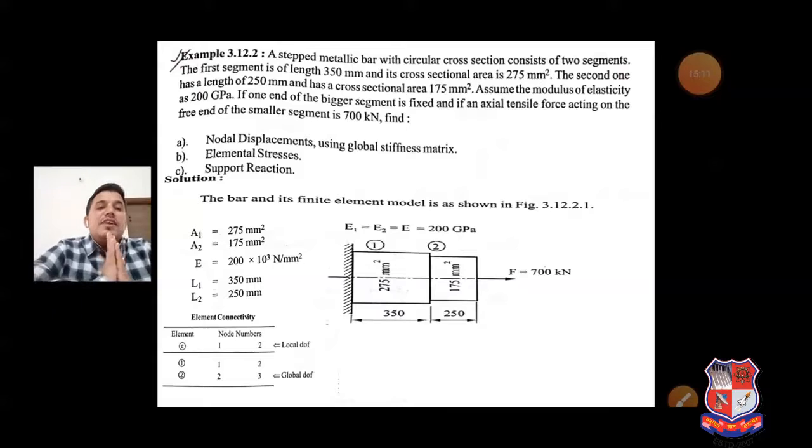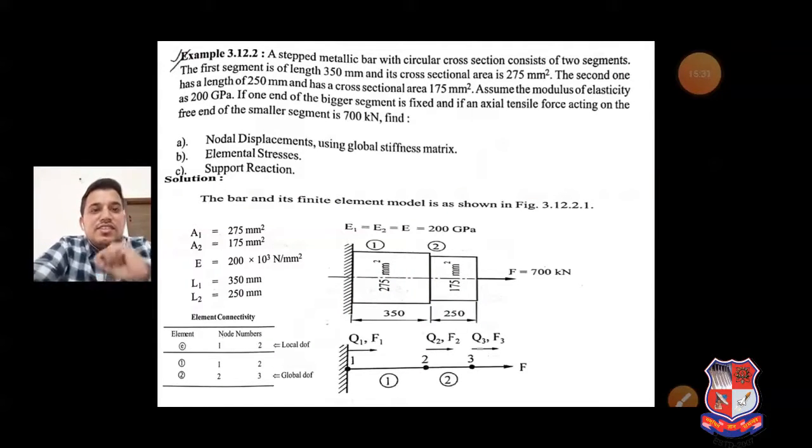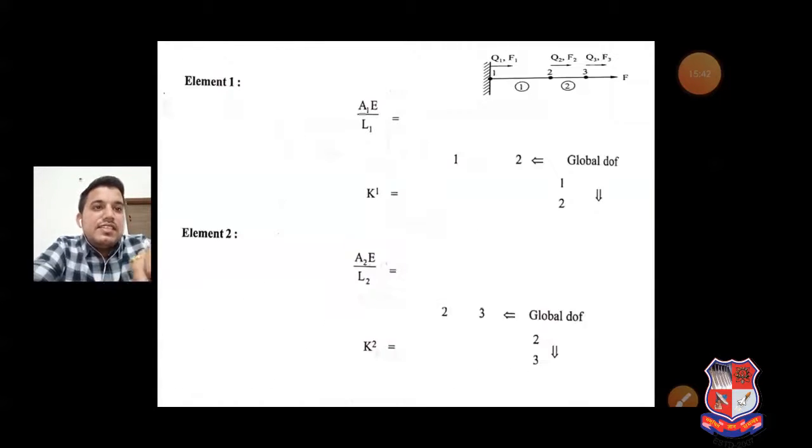If we are discussing the element connectivity, this is important for the local degrees of freedom when we find K1 and K2. Element number 1 goes from node 1 to 2, and 2 to 3 is the second element. This is the first step, the discretized body. We will use this diagram for the formulation. Now first we have to find K1 and K2 as per the previous example.